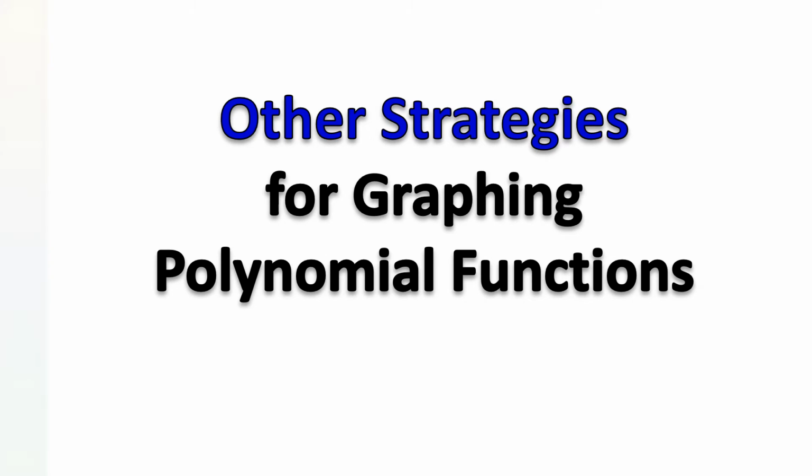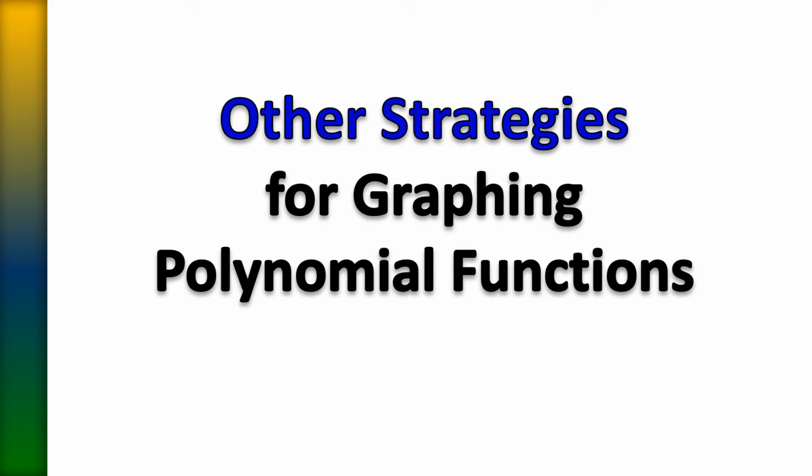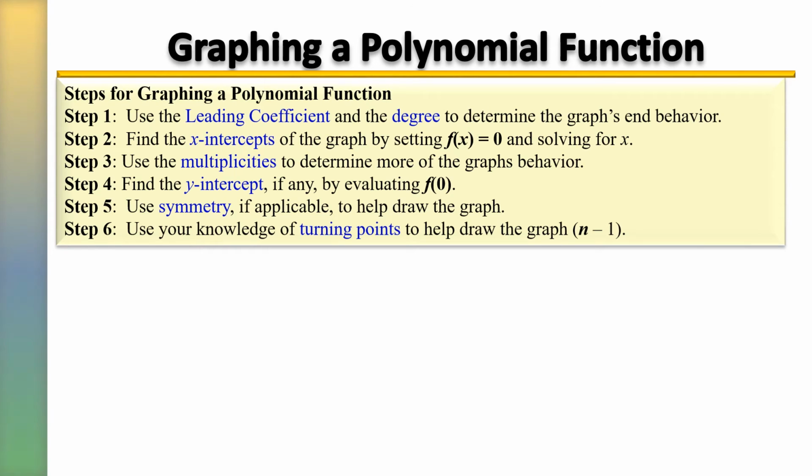Another strategy you can use for graphing polynomial functions is to use everything that you know so far to help you graph the polynomial function. So here are some steps we're going to take. Step 1, you can use the leading coefficient and the degree of the polynomial to determine the graph's end behavior. Step 2, go ahead and find the x-intercepts, the points where it touches the x-axis. To do that, all you have to do is set the function equal to 0 and solve for x.